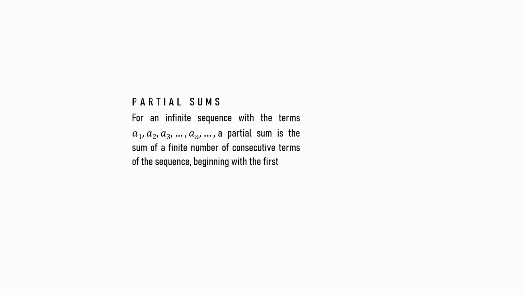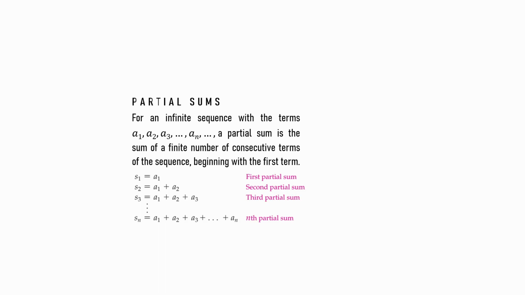For an infinite sequence with the terms a1, a2, a3, and so on, up to a sub n, partial sum is the sum of a finite number of consecutive terms of the sequence, beginning with the first term. Pwede natin sabihin na sum siya from the first term ng infinite sequence up to the nth term. Kagaya dito, first partial sum, dahil yung S sub 1, nagko-contain lang siya ng a sub 1 or yung first term. Yung second partial sum, first at second term, and so on.